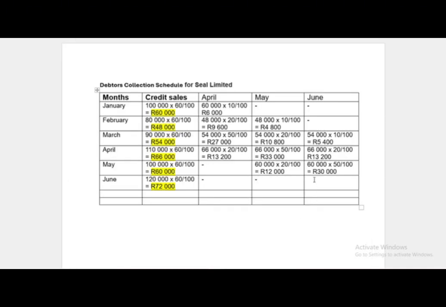And then the first month is going to be July. It's not part of our debtors collection schedule months. The second month is August. The third month is September. They are out because they are not in our debtors collection schedule months, right? So it means it's going to be June for June, which is going to be 20%.